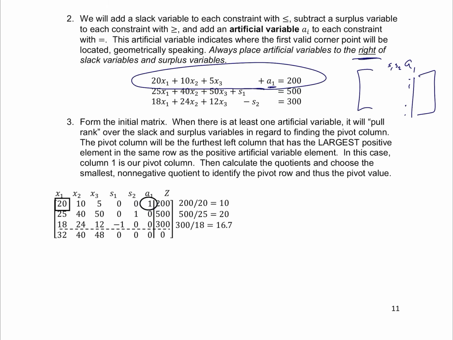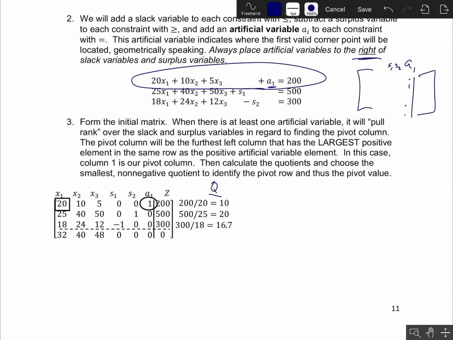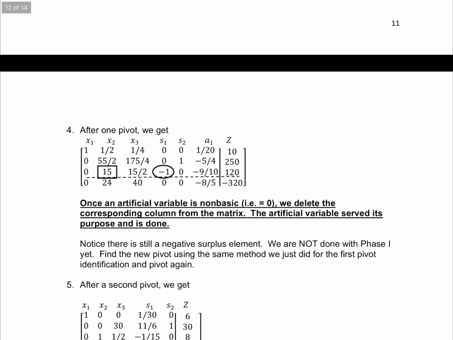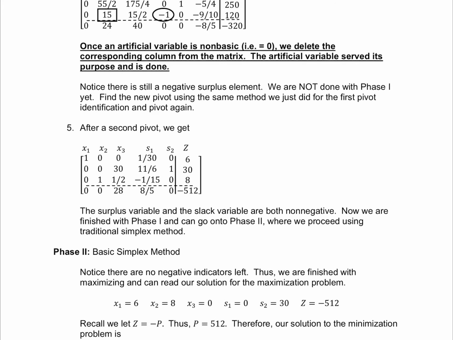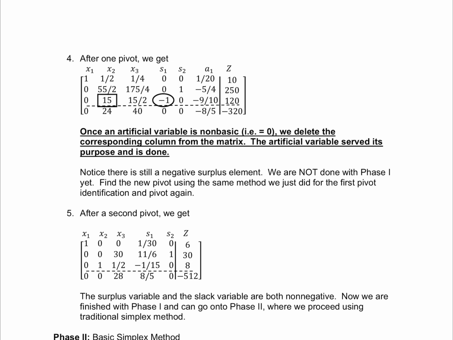So we know that our pivot column is the one that has this 20 in it, and then we would compute these quotients like we've done over here. And we choose the smallest quotient. The smallest quotient is 10. That tells us our pivot row. And when I put those together, I get that our pivot in this example would have been 20. So you can see what the rest of the procedure looks like, if you want to read through this example.